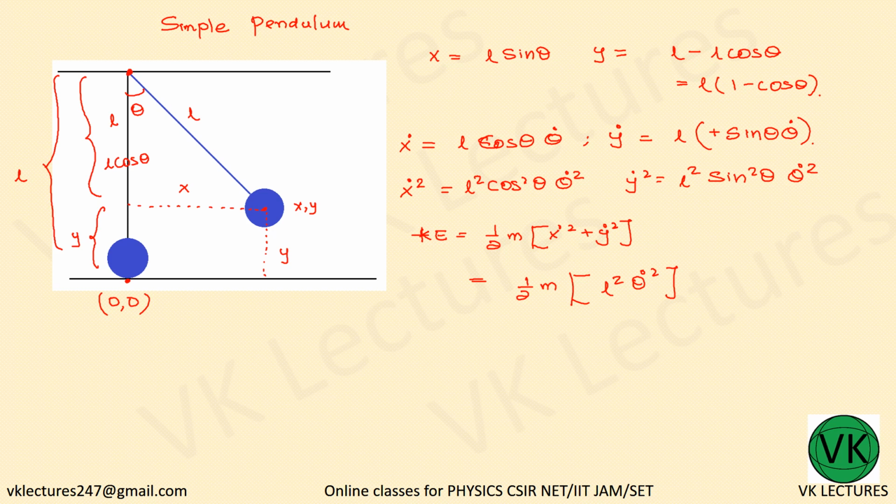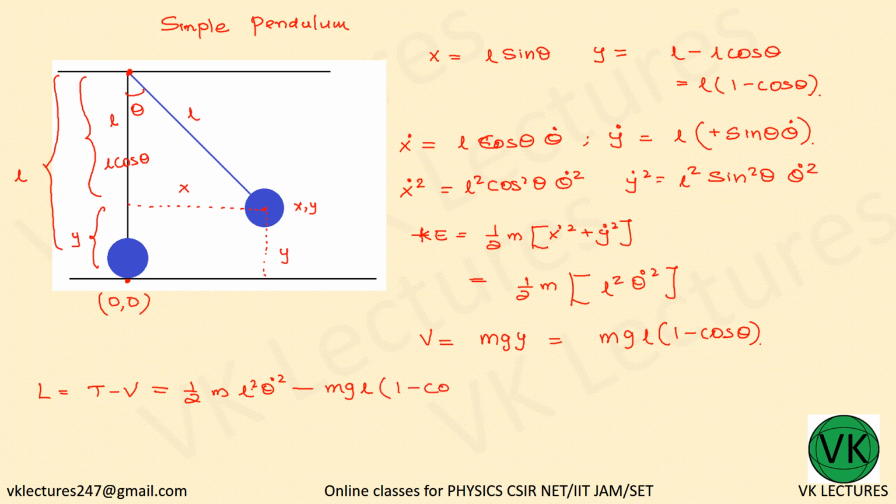Now we need the potential V, that is equal to mgy, and here y is L into (1 minus cos theta). So mgL into (1 minus cos theta). Now you can also write down the Lagrangian, which is equal to T minus V: half m L square theta dot square minus mgL into (1 minus cos theta).